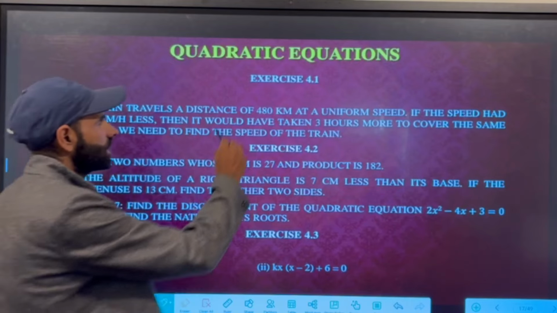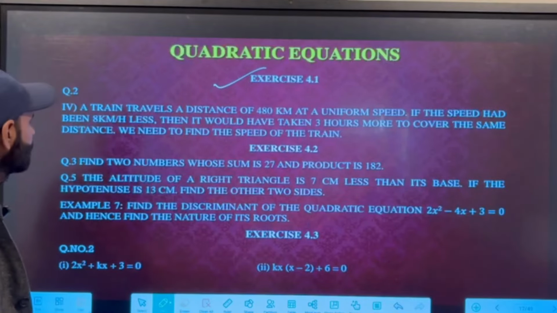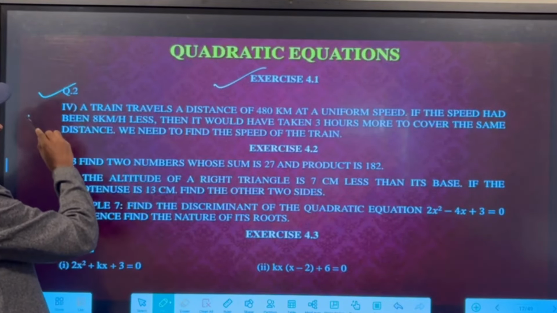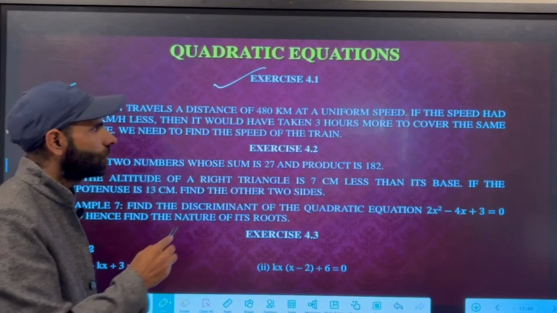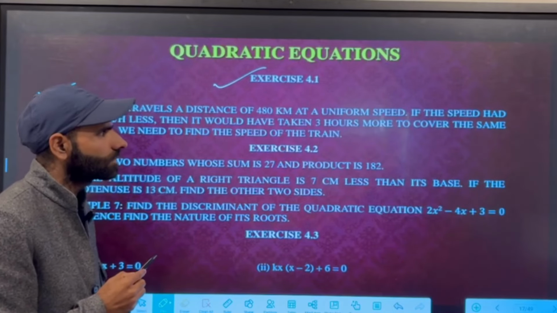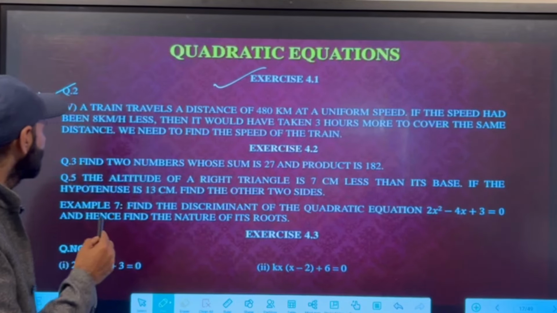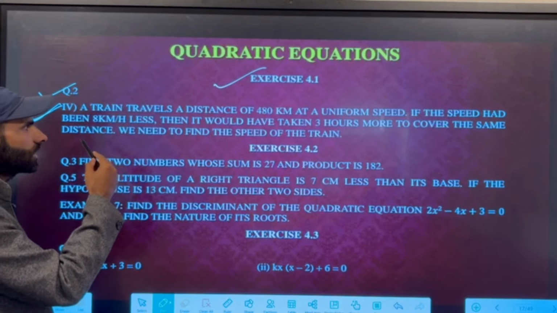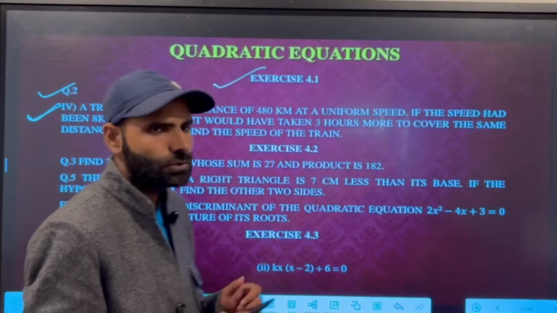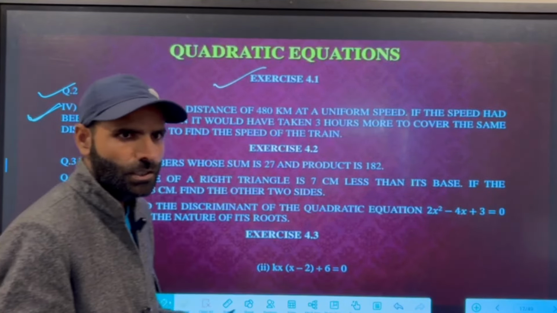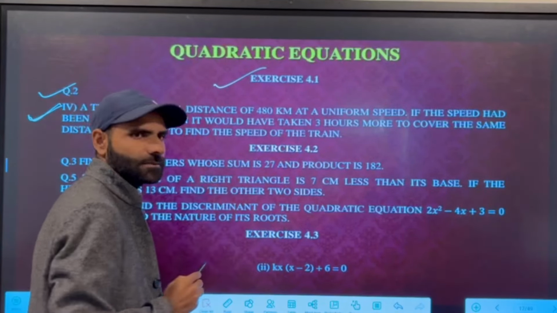In quadratic equations, exercise 4.1. Question number 2, last part, fourth part. A train travels a distance of 480 km at a uniform speed. If the speed had been 8 km per hour less, then it would have taken 3 hours more to cover the same distance. We need to find the speed of the train.